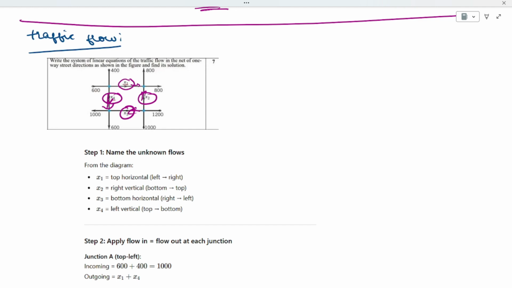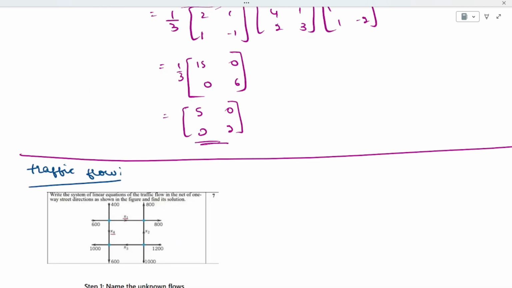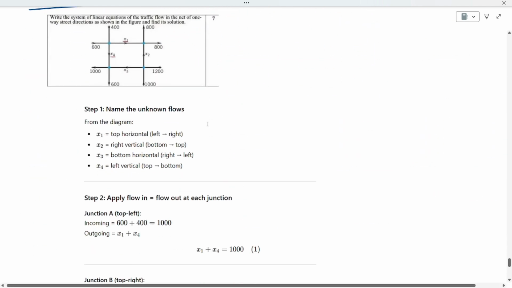Now, in order to find that, you have to first find out what steps you need to follow. That means you have to first find out what the unknown flows are. What are the unknown flows? X1, X2, X3, X4. Top horizontal. Top horizontal means left to right it is there.